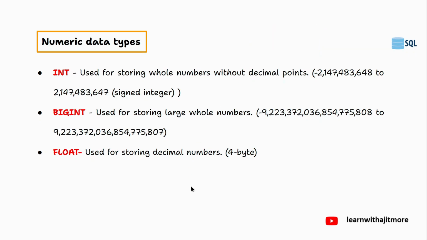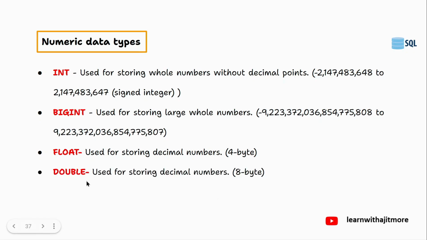And next is double. Double is for double precision. This is single precision, double precision. But double is also for storing floating point numbers only, like decimal numbers. Decimal number means what? I hope you know it. It is not a whole number. It contains some value after the dot also. So double is going to take 8 bytes.